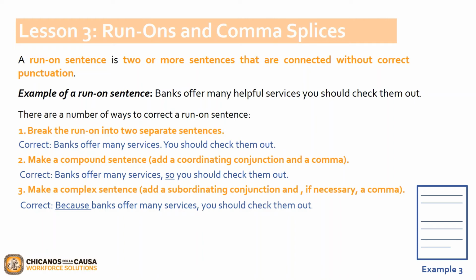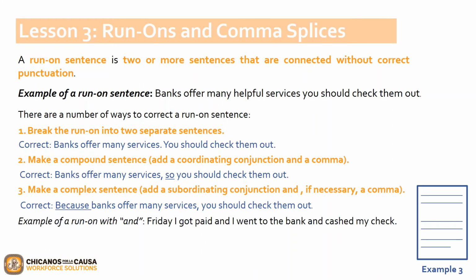A run-on can also consist of independent clauses strung together with the word and. To correct this kind of run-on, you need to divide it into one or more compound sentences or by combining ideas into one sentence. An example of a run-on with the word and would be, Friday I got paid and I went to the bank and cashed my check. A way we could correct this run-on sentence would be having written as Friday I got paid, went to the bank, and cashed my check.